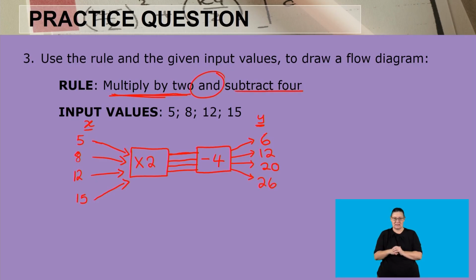So those are the output values that are given from that flow diagram. Remember, we just take the input values, we apply our rule, and then afterwards we get that output value. Let's move on to the next question.